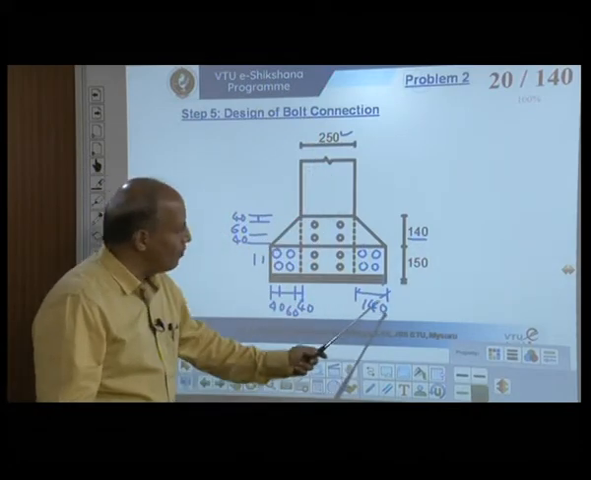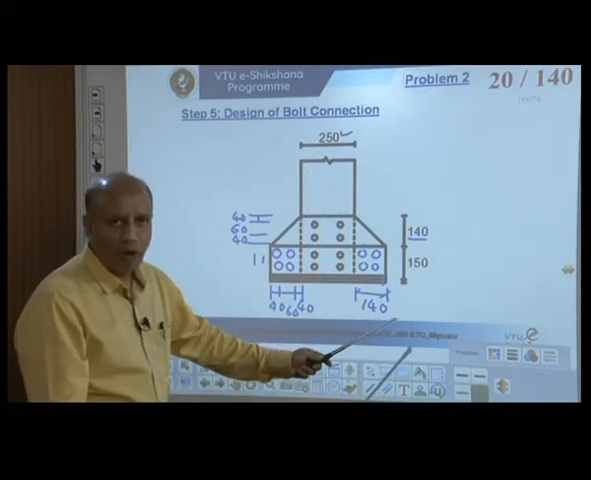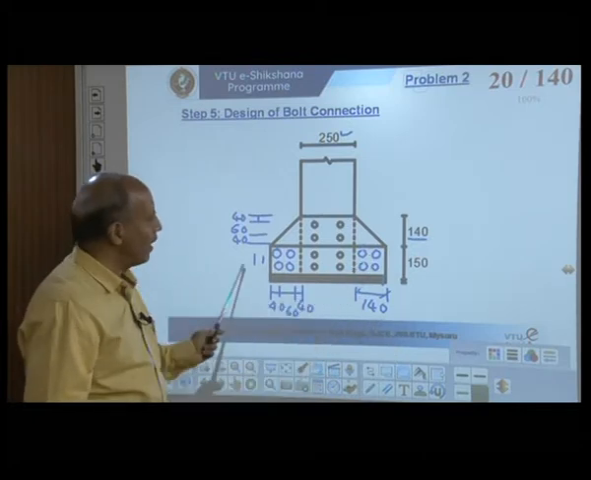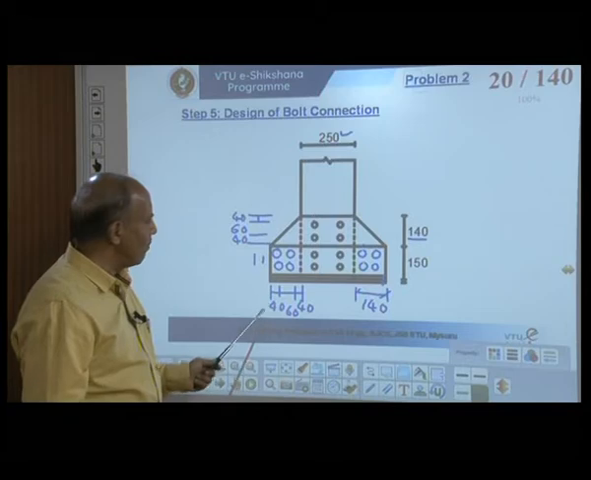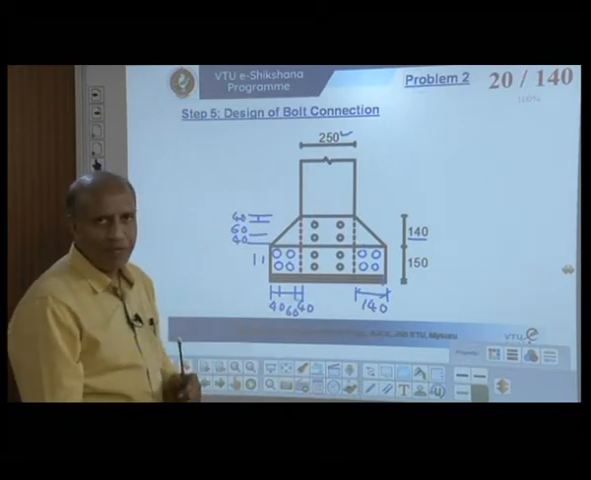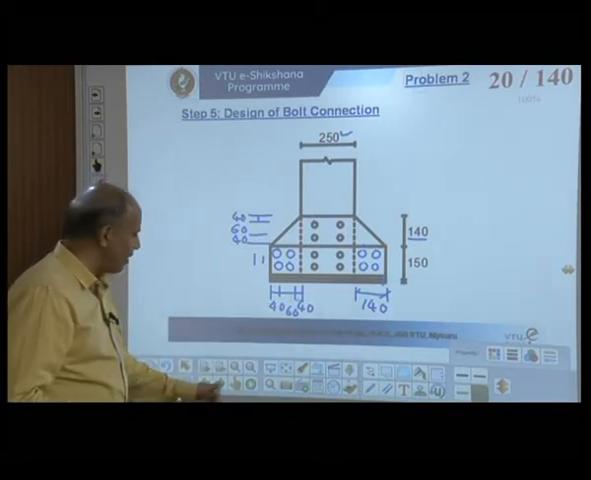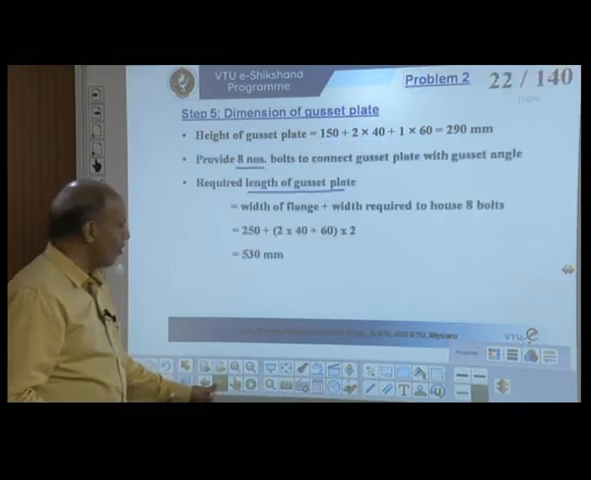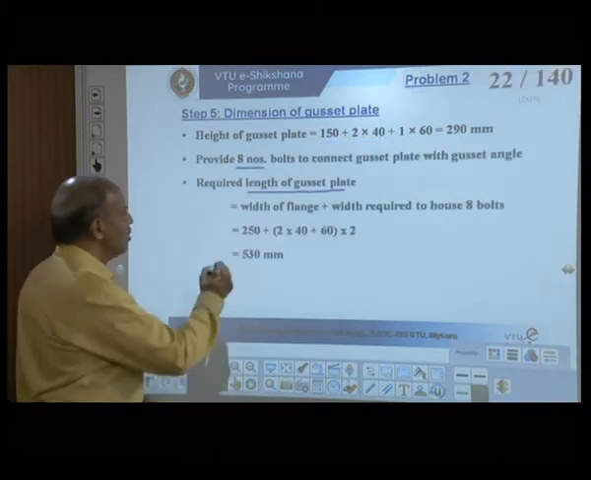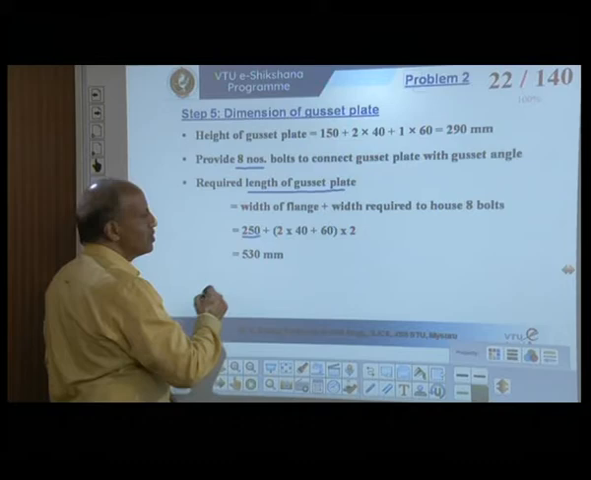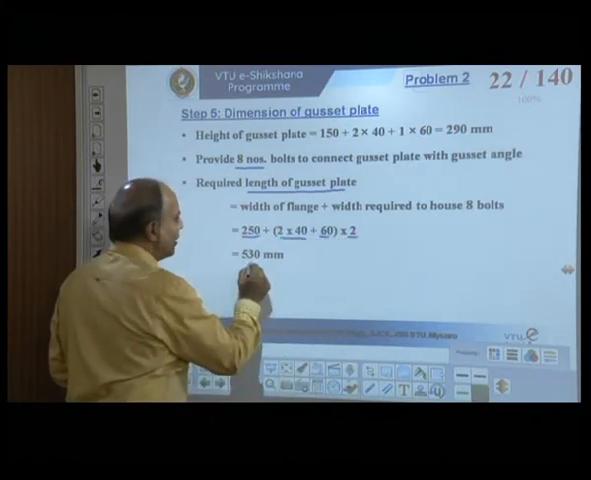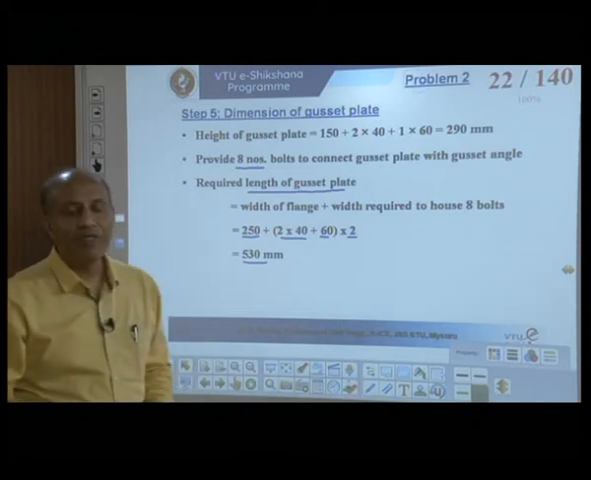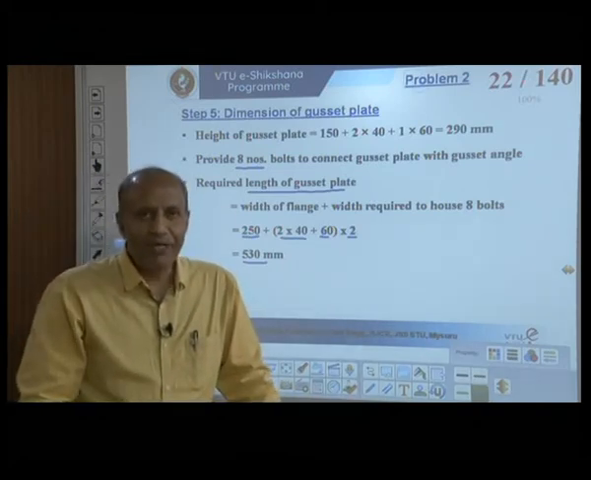So, the total width, or the length of the gusset plate that we should provide, will be the summation of 250 plus 140 plus 140. That is how we have arrived at the width, or length of the plate. And as I told you, 2 into 40 plus 60, 2 times, and that is 530 millimeters. Am I clear? Did you understand?